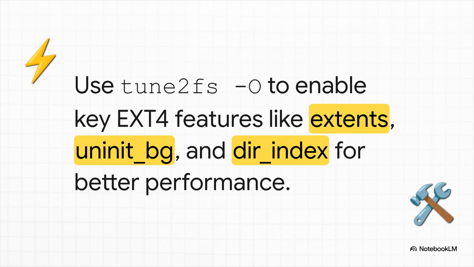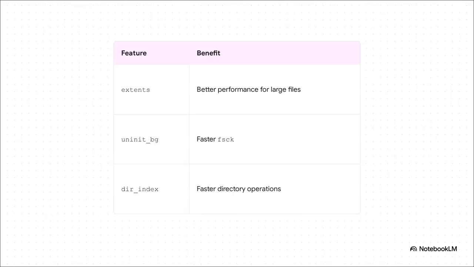We're using tunefs again, but this time with the capital O flag to turn on a specific list of features: extents, uninit_bg, and dir_index. These are really the core features that make ext4 what it is. So let's quickly break down what we just turned on.